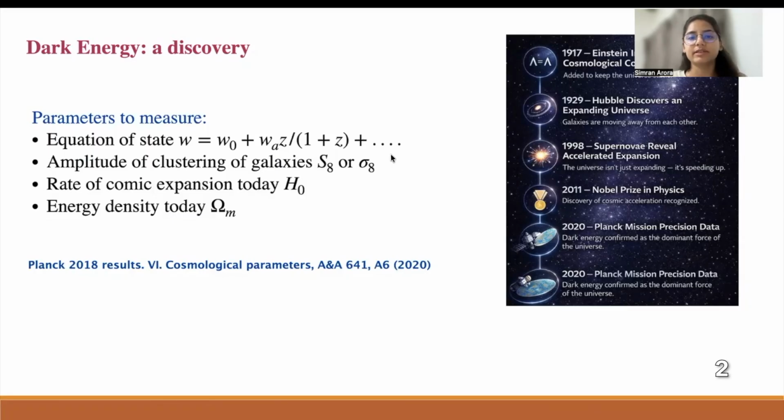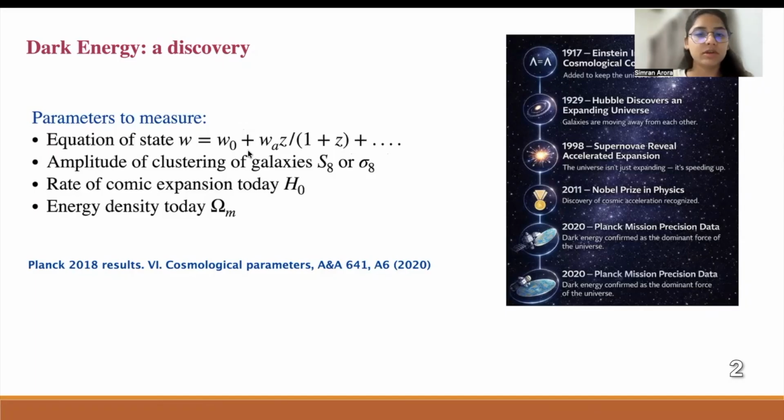This is basically a Taylor series expansion around the redshift z. So we try to constrain these equation of state parameters, which involve w0, which is the constant, and wa, which is the first order term of this particular series. We try to constrain these unknown parameters, and w0 basically gives the equation of state at present time, at z equals 0, right? So we try to measure these parameters to study the behavior of dark energy.